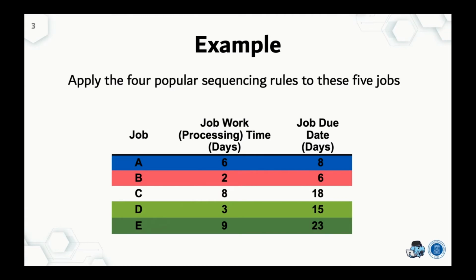Take a look at this example. Let's try to apply the sequencing rules to these 5 jobs. For example, we have jobs A, B, C, D, and E with the processing time measured in days. A has 6 days to process, and the due date is day 8. B has a processing time of 2 days, and the due date is day 6, and so on. So we have this situation. How can we apply the sequencing rules to these 5 jobs?